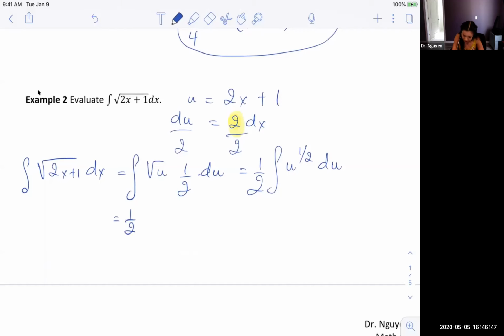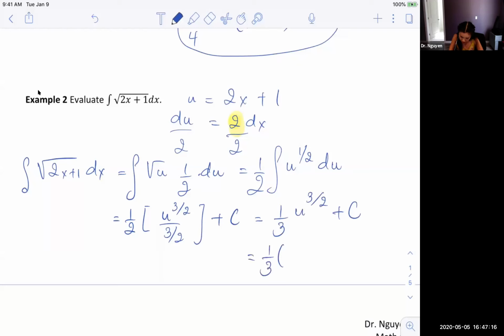1/2, and then the antiderivative of that is going to be u to the 3/2 divided by 3/2. I can simplify later. Plus c. So if I multiply by the reciprocal, 2 and 2 cancel out. So I end up with 1/3 u to the 3/2 plus c. All right, and then you can just put it back. 1/3 (2x plus 1) to the 3/2 plus c. Okay, and there you have it. That's your answer.